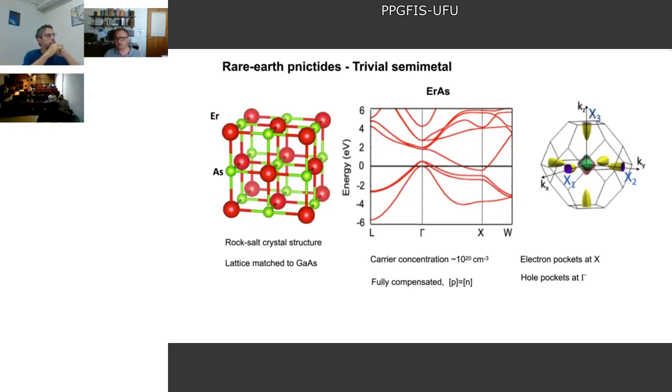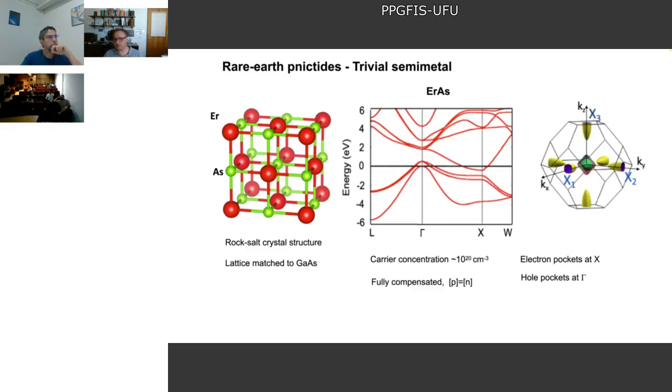At the X point, if you know your solid state physics, this is an FCC underlying lattice. So your Brillouin zone is this figure on the right. And the X points are at the center of the square faces. Okay, so you have X1, X2, X3. So this is the Fermi surface, right?